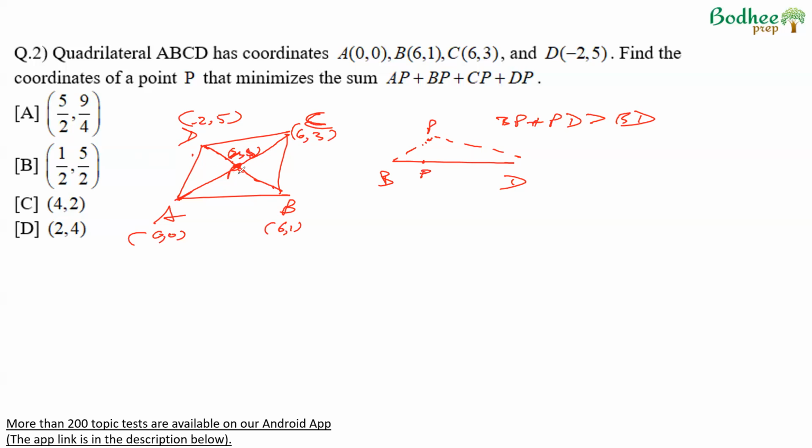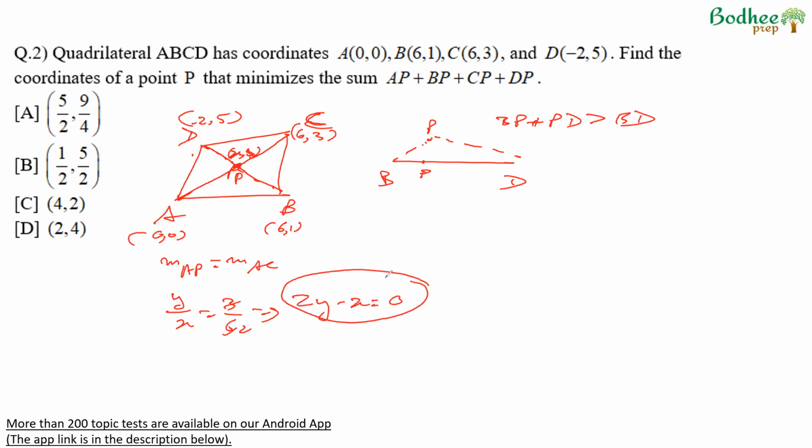Now the slope of AP will be the same as slope of AC. And therefore I'll write it as it should be written: y minus 0 upon x minus 0, which is x, will be equal to 3 minus 0, which is 3, upon 6 minus 0, which is 6. And therefore this becomes 2y minus x is equal to 0. This is the equation of line AC.